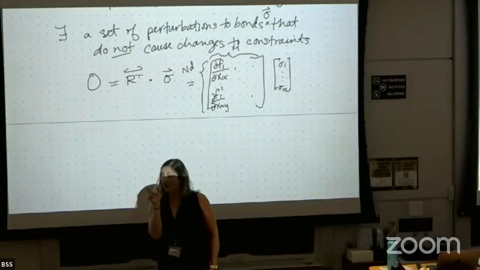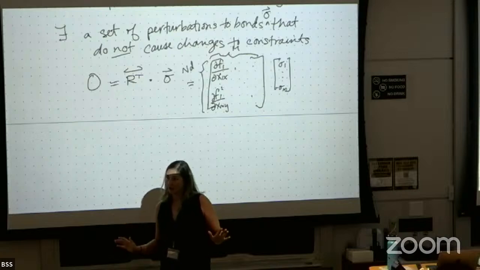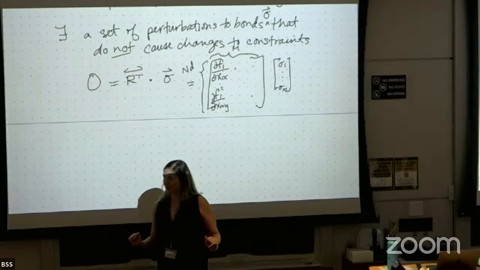If I go in and put tensions on a structure, is there a set of tensions I can put in there so that none of the configurational degrees of freedom change? So my bridge stays in exactly the same place, even if I put those tensions on the system.